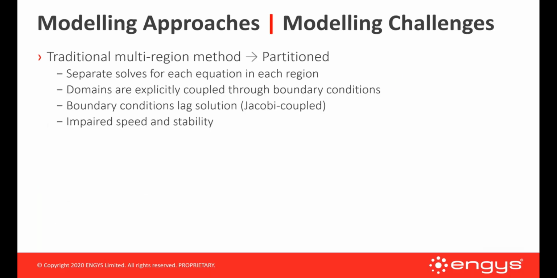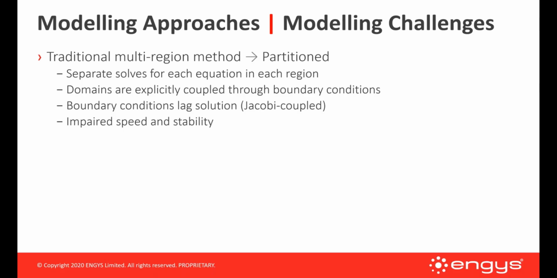In terms of modeling, the traditional multi-region method is what we would call partitioned. So we're doing separate solves of each equation in each region. So there's a thermal equation. If there's 10 solids, then there's 10 different thermal equations that we're solving. The domains are explicitly coupled through boundary conditions. The boundary conditions lag the solution. So that would be Jacobi coupled.